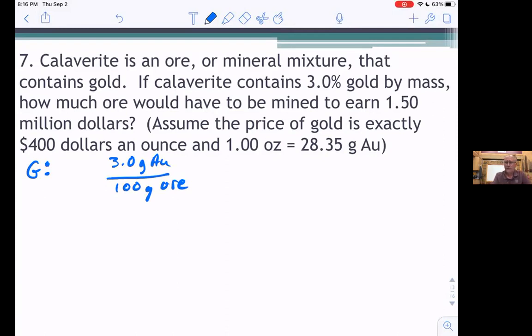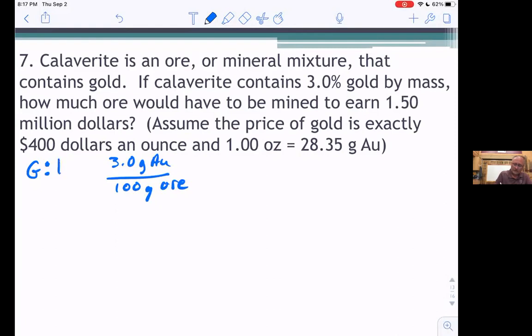But it's weird because people don't ever see this. 3% means 3 over 100. So it's 3 parts gold for every 100 parts ore. And so that's how I would write percentages, as 3 over 100. In this problem, it says by mass, so I would use grams to describe that. But it then goes on to say how much ore would have to be mined to earn $150 million. So what we're going to start with is the amount of money we have, and then find out how much ore we have to have as a result.